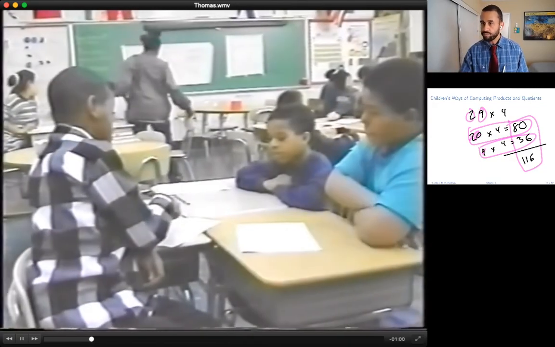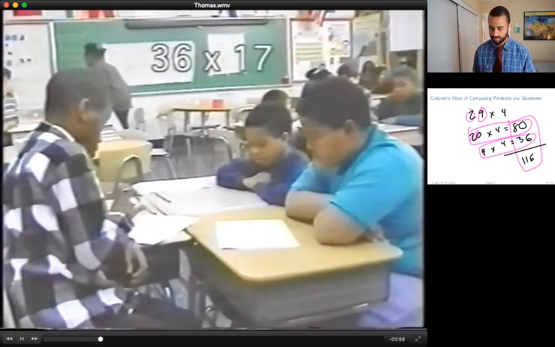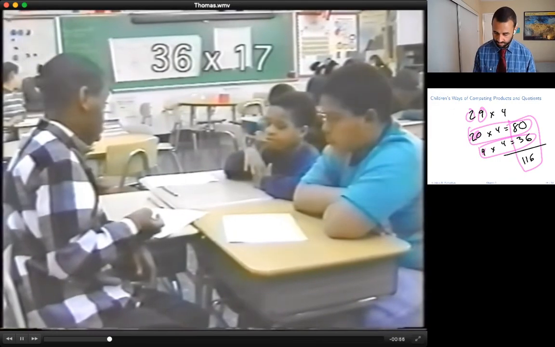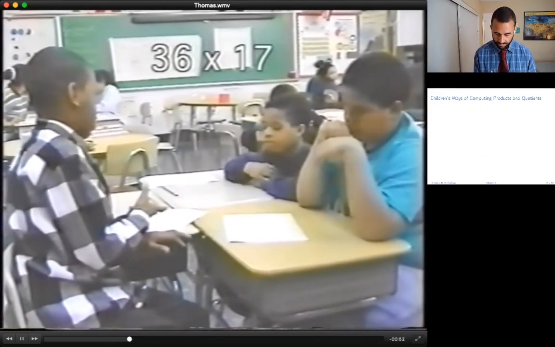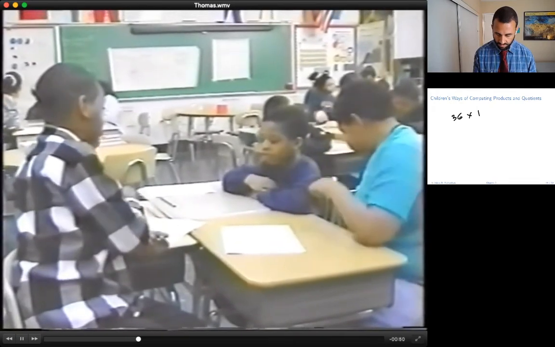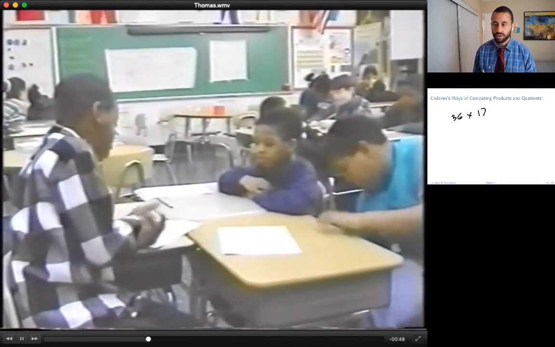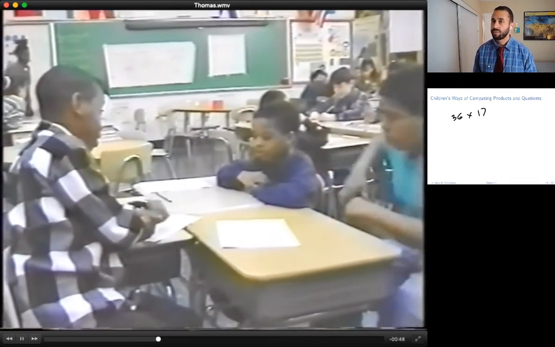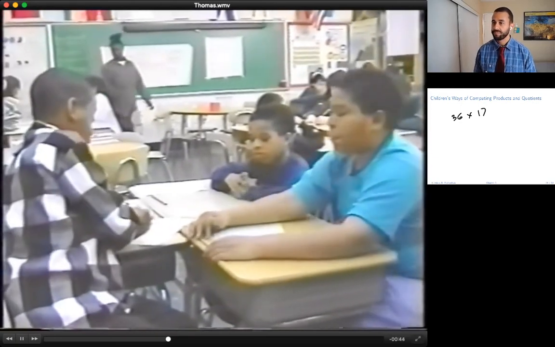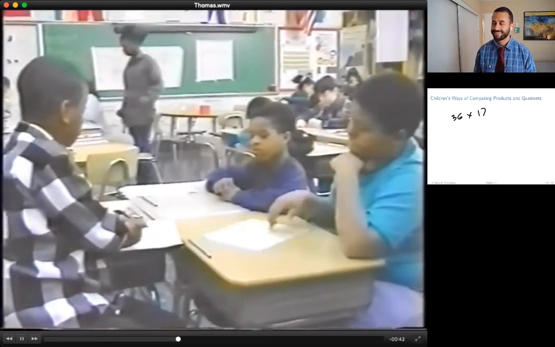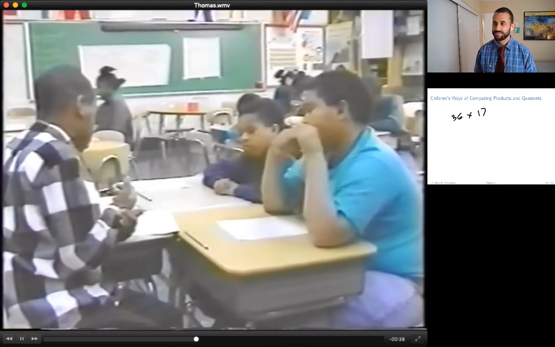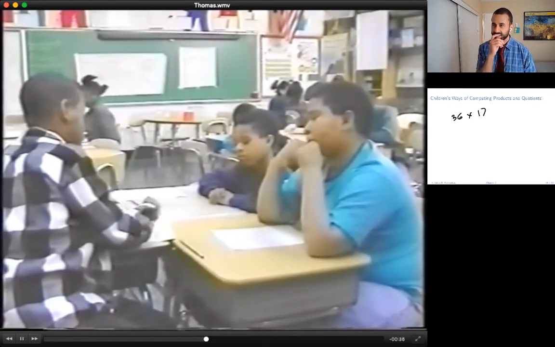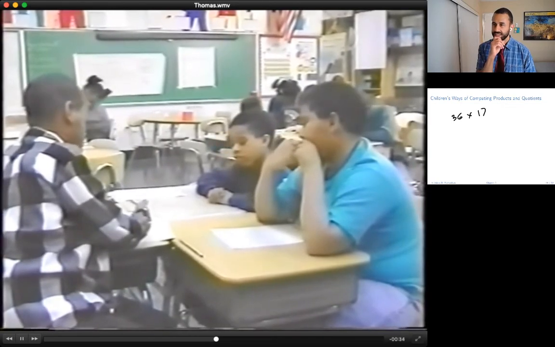I just drew 36 balls, and then I put 17, and it's like cotton. I put like 17 cotton balls in each one of these, and 10 times 17 equals 170, and I just kept doing it, 10, 10, 10, which equals 170 three times.